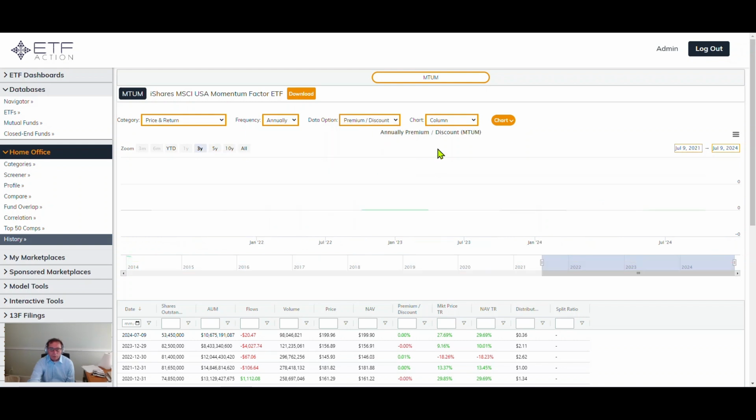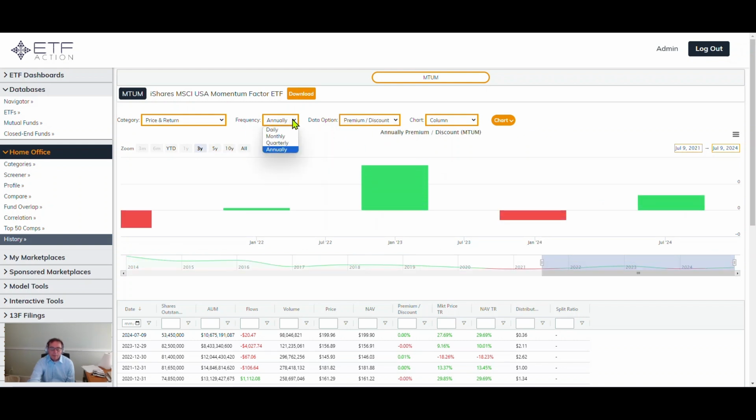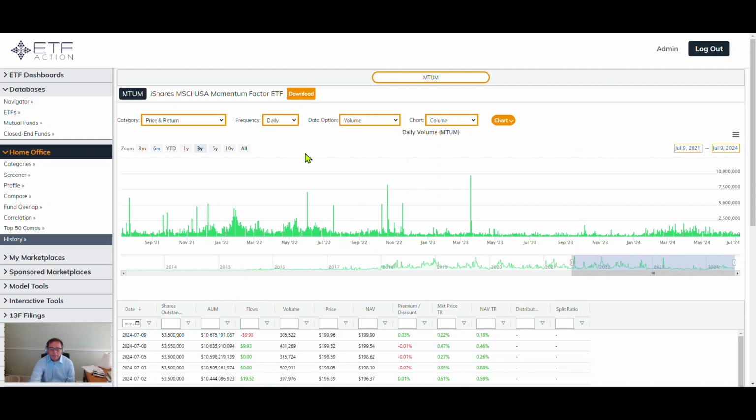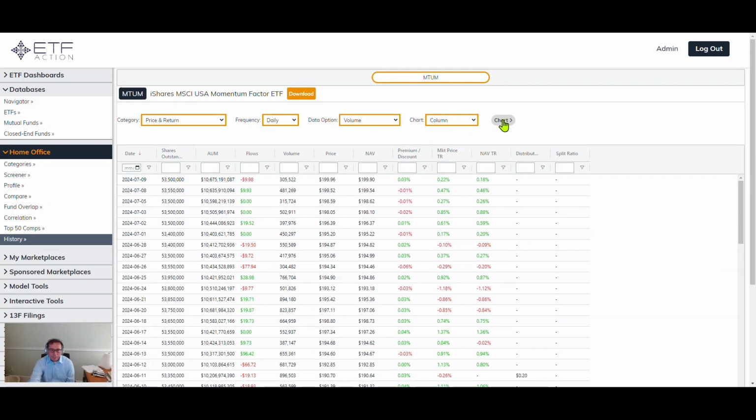If you want to see historical premium discounts, you always want to look at daily. So I'll switch that back to daily. And you can see tiny premiums and discounts historically for this strategy, which trades, obviously, if I look at volume, a significant amount of volume on a daily basis. So very liquid product. So that's the price and return page.